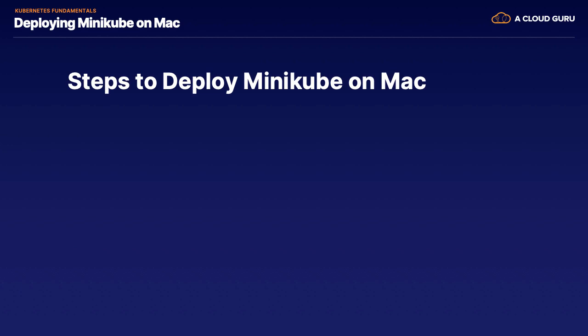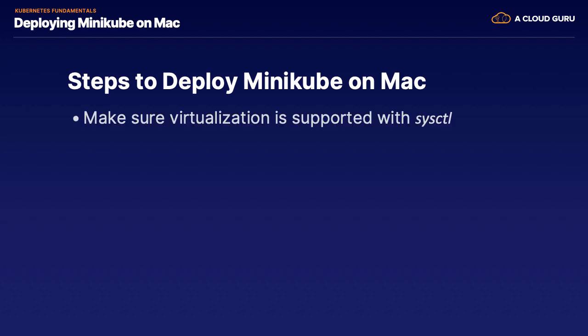At a high level, the steps to deploy MiniKube on a Mac are first, to make sure that virtualization is supported in your CPU, and 99% of the time it is, especially on newer systems. But it's always good to fulfill this prerequisite and make sure that everything's going to work before you get started. I'll walk you through how to use the sysctl command to do that in just a minute.